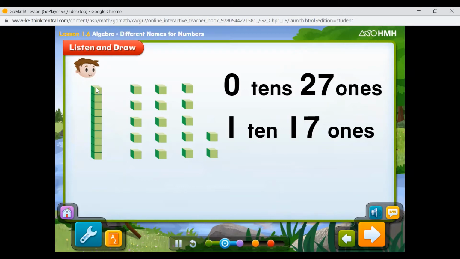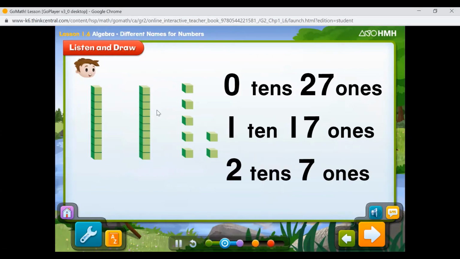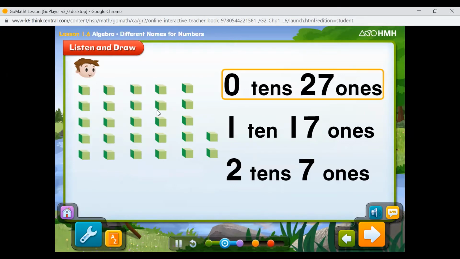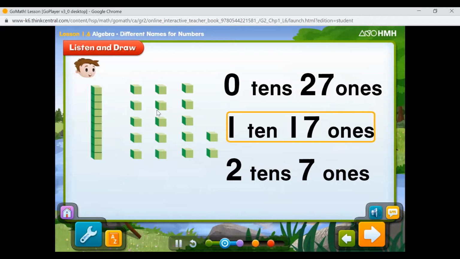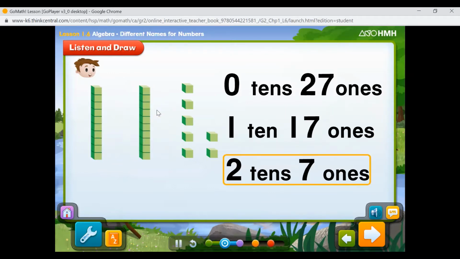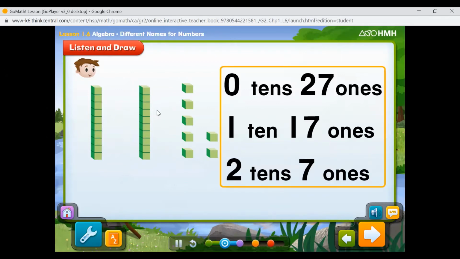Let's find a third way to show 27. Trade another 10 ones for 1 ten. Now how many tens and ones are shown? There are 2 tens and 7 ones in this model. First, 27 was shown with 0 tens and 27 ones. Then 27 was shown with 1 ten and 17 ones. Now 27 is shown with 2 tens and 7 ones. These are 3 different ways to show 27.